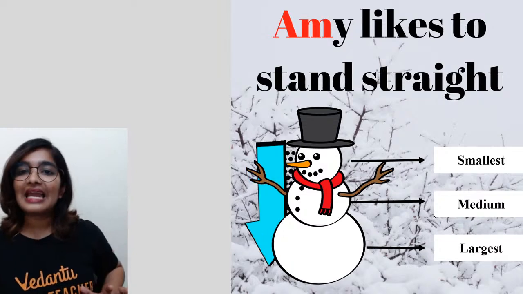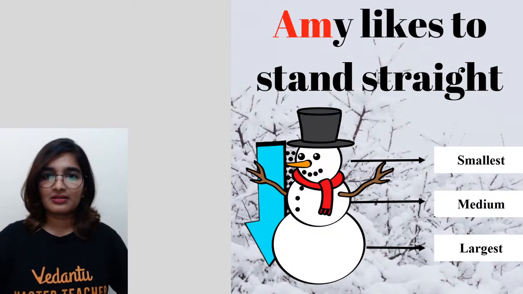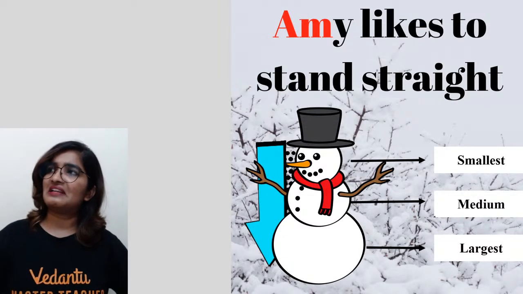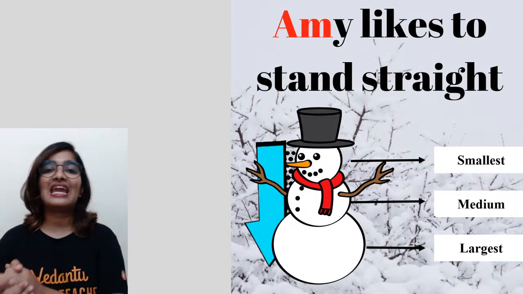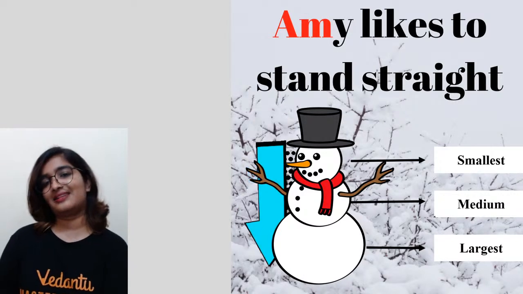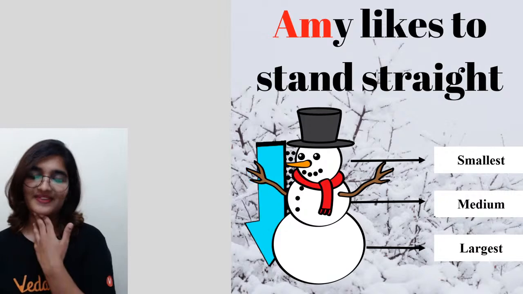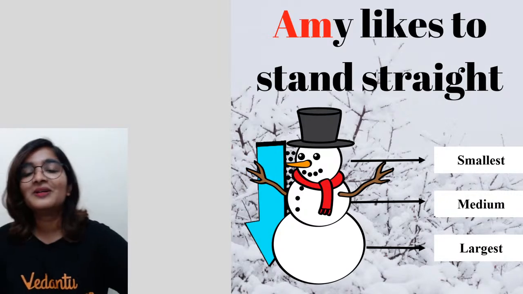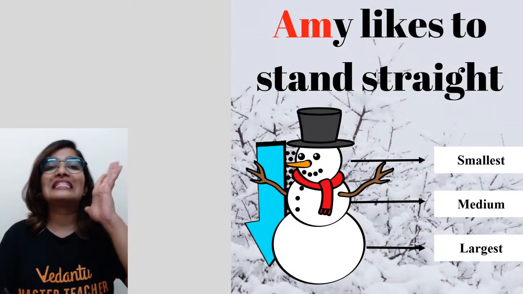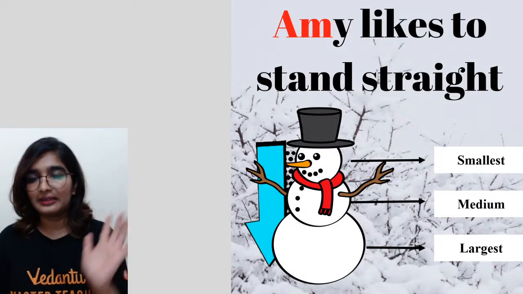So first, Amy likes to stand straight. Everyone likes to stand straight. Okay, so meet Amy, everyone. Oh, that's a nice snowman. Or snowwoman. We don't know. So Amy, she likes to stand straight. She or he or they.